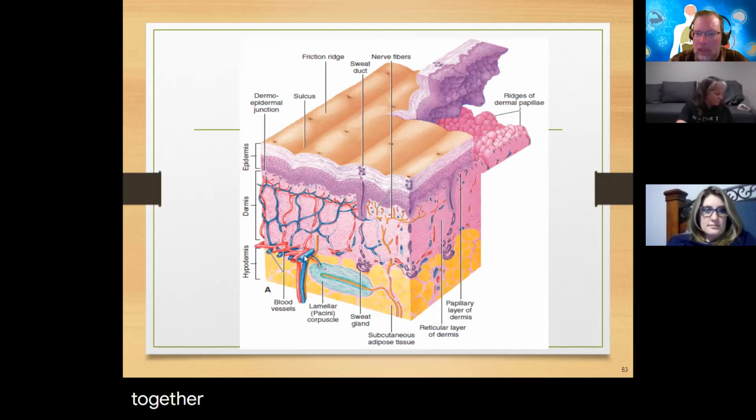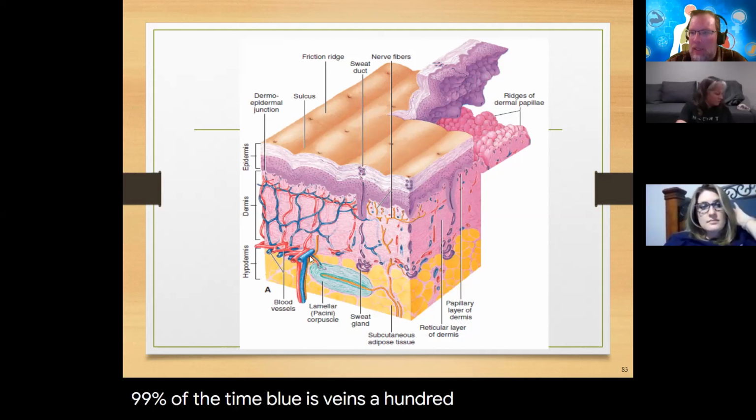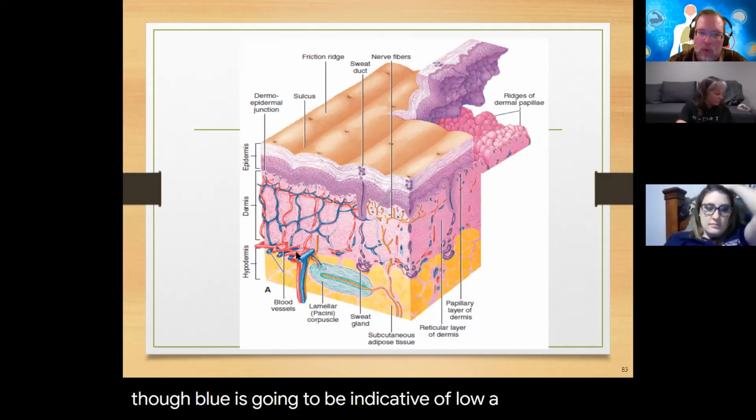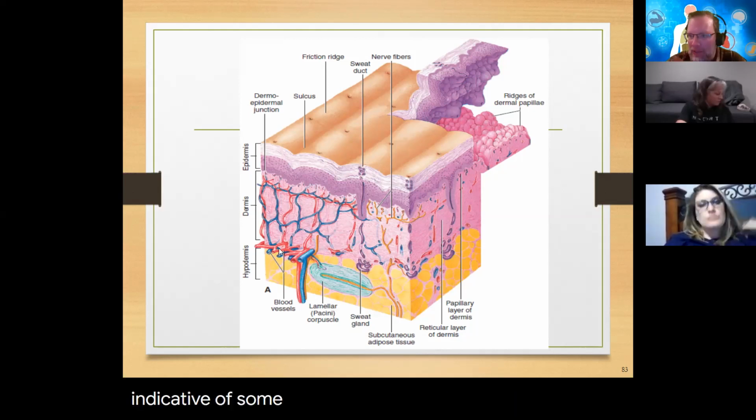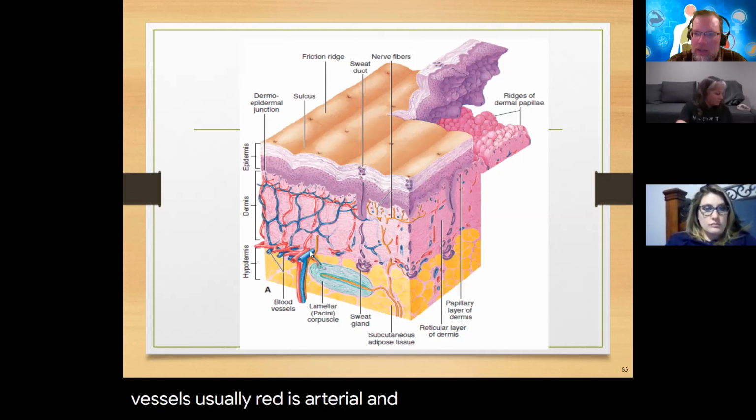Blue is indicative typically of veins. Not always, 99% of the time, blue is veins. 100% of the time, though, blue is going to be indicative of low oxygen. Red is indicative of some sort of high oxygen. So these are blood vessels. Usually red is arterial and blue is venous. I'll say why I'm saying usually in about 3 or 4 weeks. Usually blue is vein, usually red is artery, and we do have one exception that we'll talk about later. So whenever you see blue and red, we're thinking blood. Whenever we see yellow, we're thinking nerve and or fat.